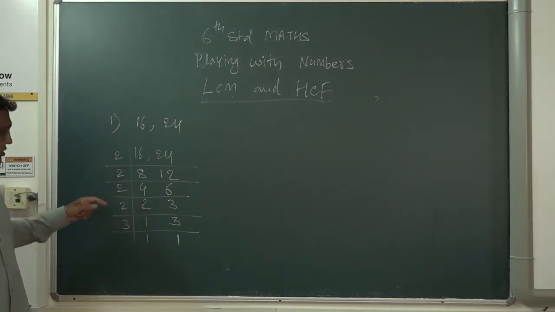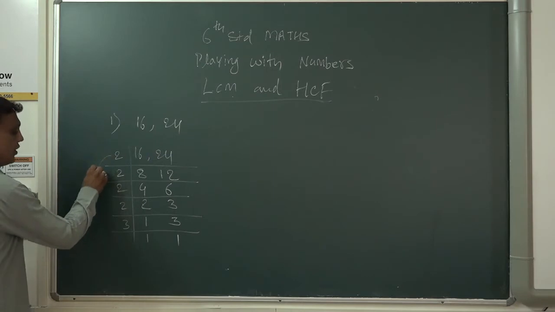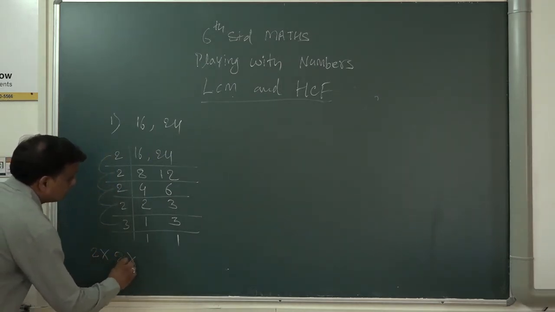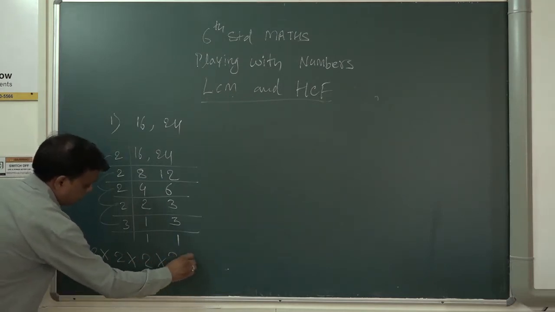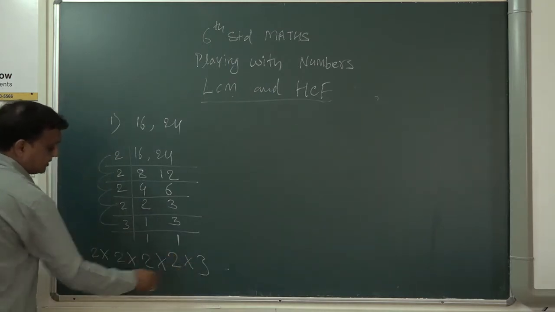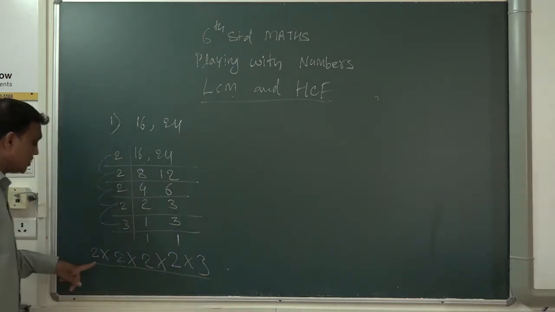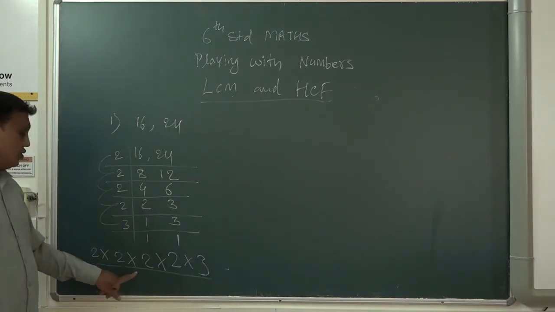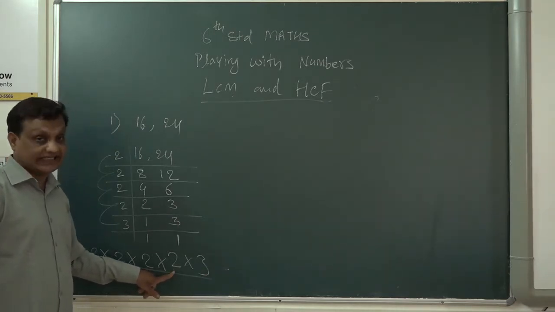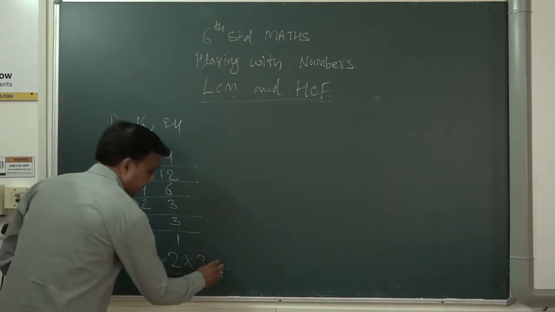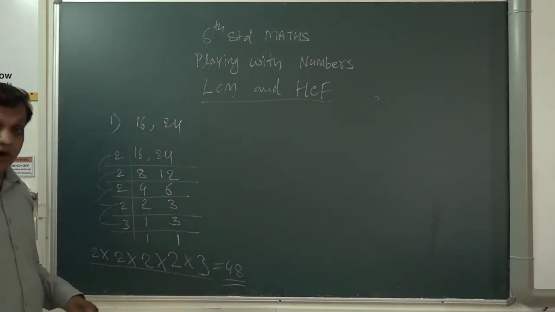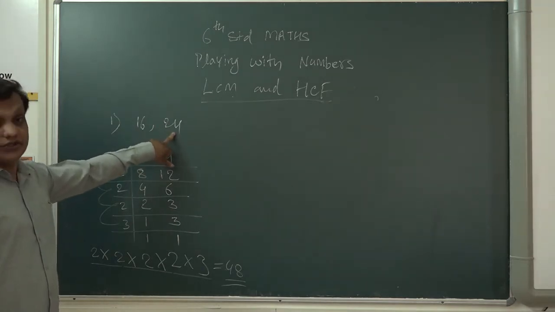These are the prime factors. So what is the LCM? You have to multiply these numbers: 2 into 2 into 2 into 2 into 3. That is four 2s and one 3. Now multiply all these numbers. 2 2s are 4. 4 2s are 8. 8 2s are 16. And 16 3s are 48. So 48 is the LCM of 16 and 24.